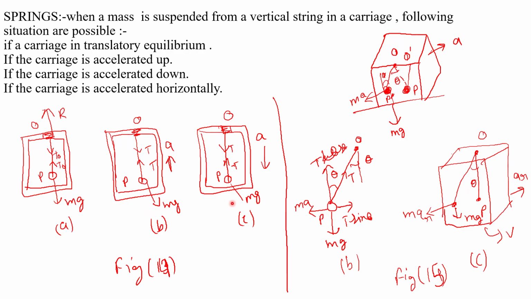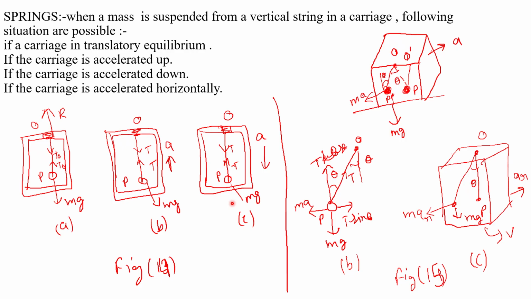Next, in figure C, if the carriage is accelerated down, the mass m is not in equilibrium, but it has a downward acceleration a. So the downward force mg must be greater than the upward tension T, such that mg minus T is equal to ma. T is equal to mg minus ma. That is, tension in the string will be less than T0. It is also interesting to note here that if the carriage begins to fall freely, that is a is equal to g, tension in the string becomes 0.